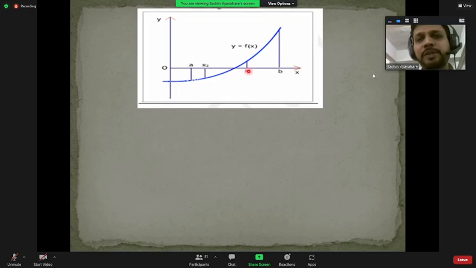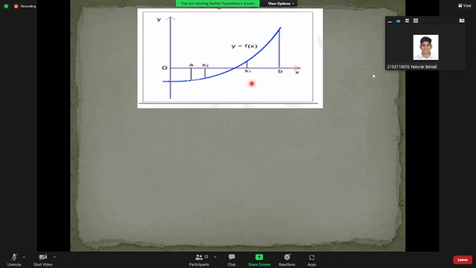Suppose this x1 is nothing but a plus b upon 2, and that point comes somewhere here. It's just a rough diagram. So this is a plus b upon 2. Generally this is the mid value of the interval, so that you remember. What is f of x1 in this case? From this diagram, is f of x1 positive or negative? Positive. Yes, f of x1 is positive.